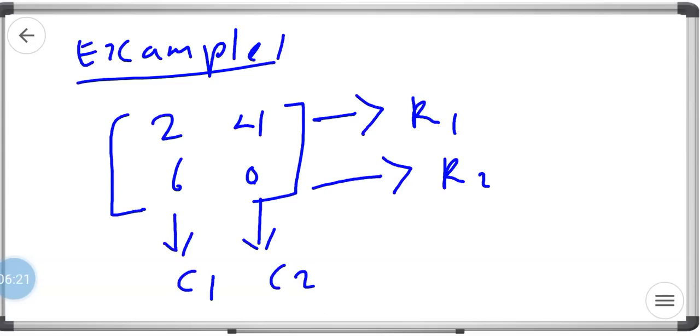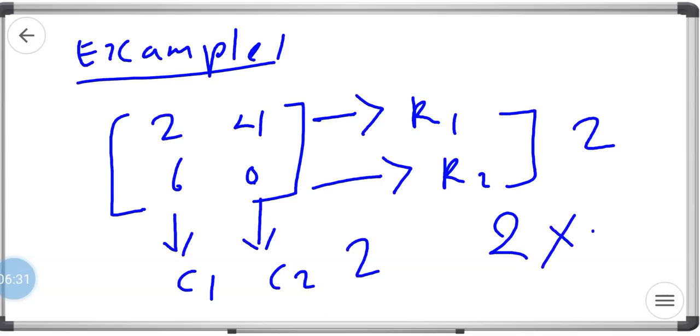So we're using row by column. How many rows do we have here? We have 2 rows. And how many columns? We have 2 columns. So that will be 2 rows by 2 columns. So the order of this matrix is a 2 by 2 matrix. I can just write 2 by 2 or 2 multiplied by 2. So that's the first example.